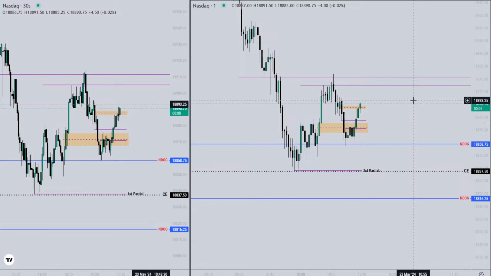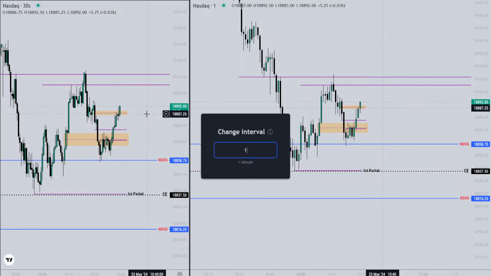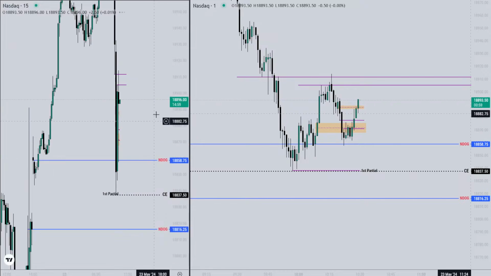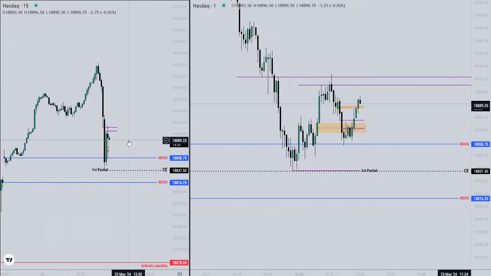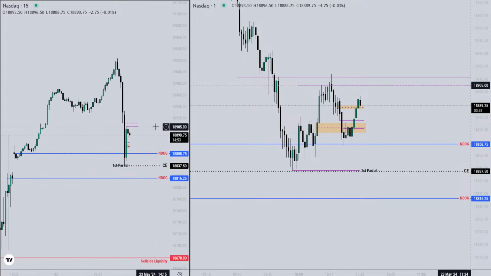The real manipulation has already started. This is called the manipulation. Don't just get in part of this consolidation. Let it go.